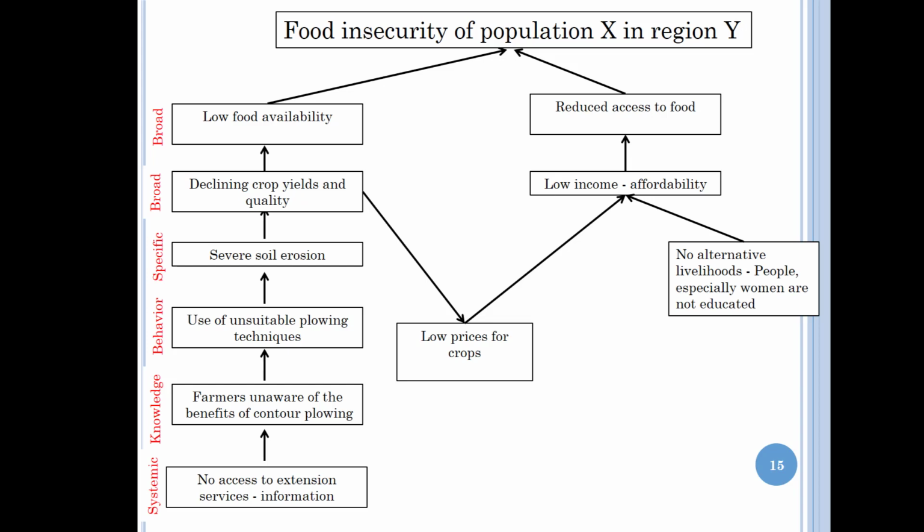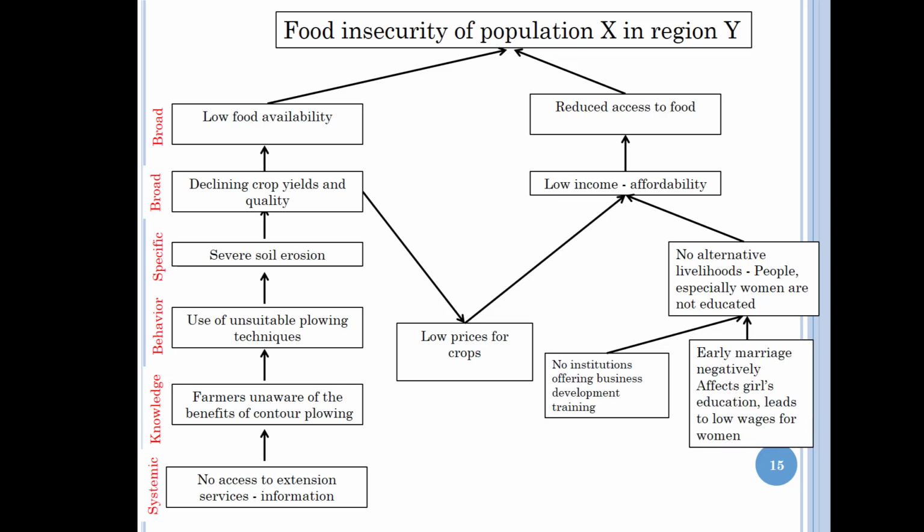For example, no alternative livelihoods. People, especially women, are not educated, so they don't have capacities for engaging in other income activities. And why is this happening? This is happening because no institutions are offering business development training for small businesses for these people, especially for women, or because early marriage negatively affects girls' education, which leads to low wages for women.